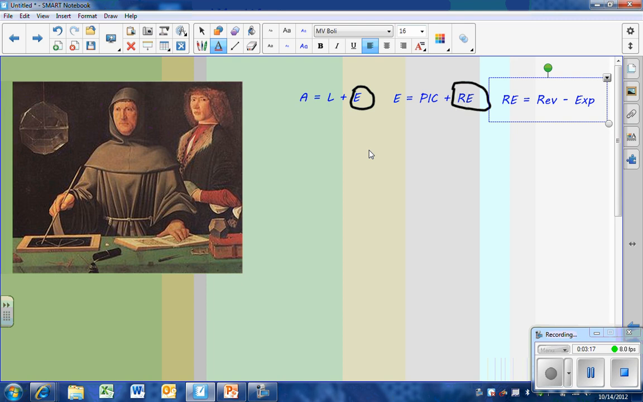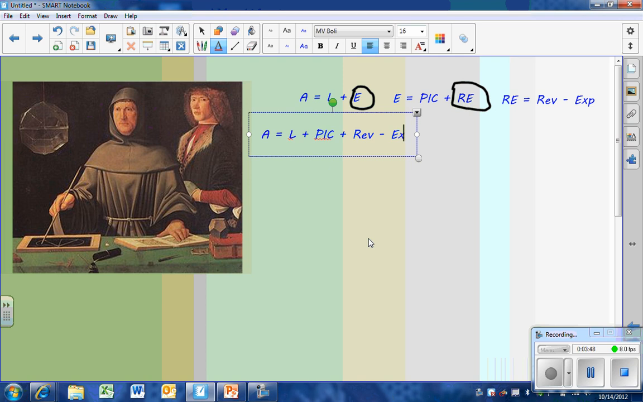So we can expand our accounting equation, and we can state it this way. We can say assets equal our liabilities and the components of equity, which is plus paid in capital plus revenue minus expenses.